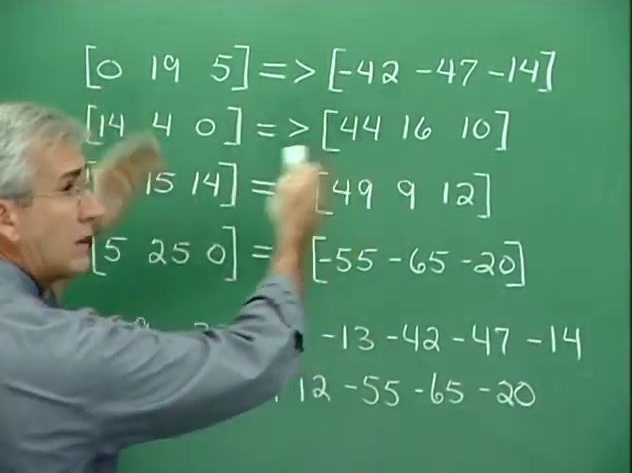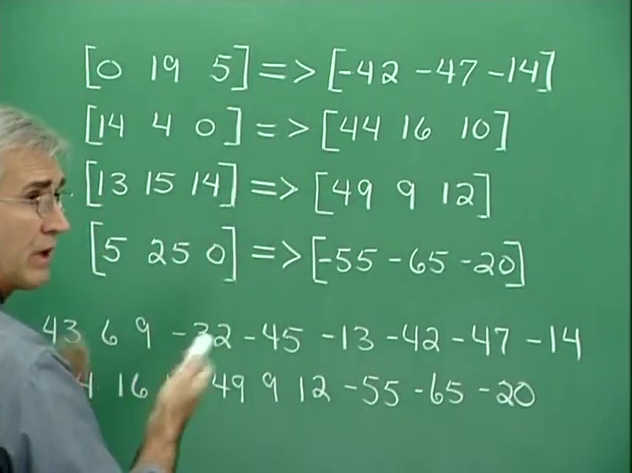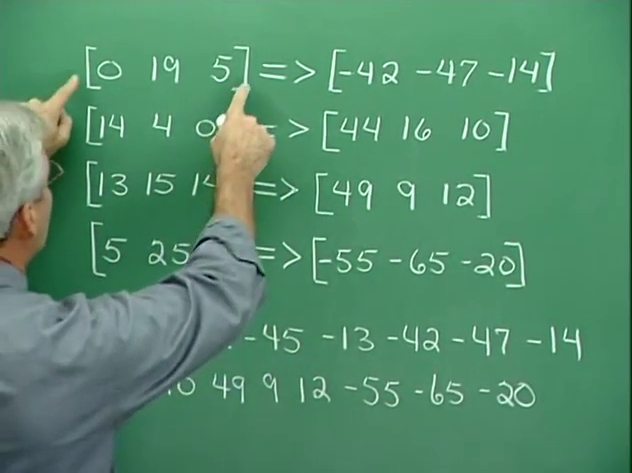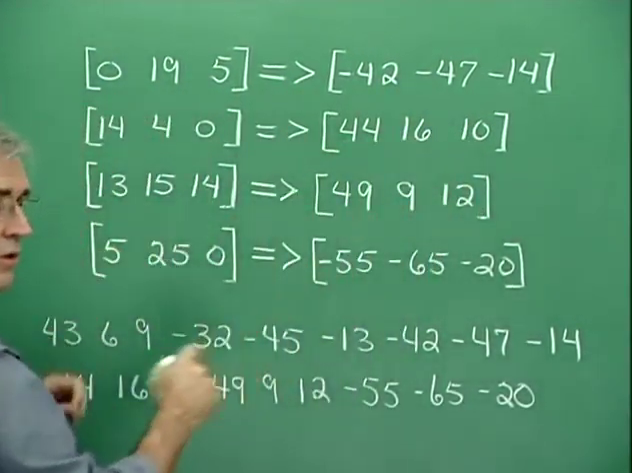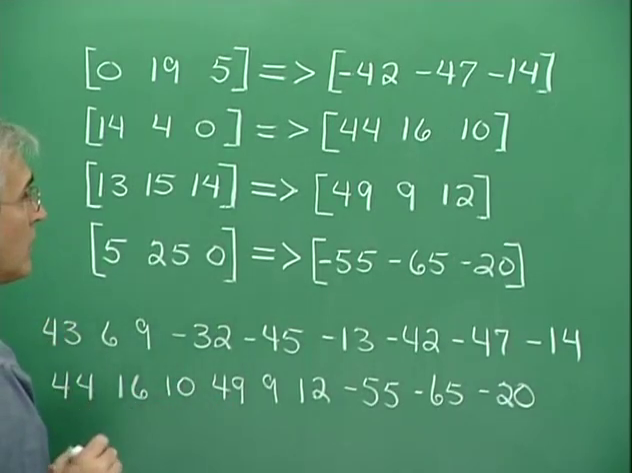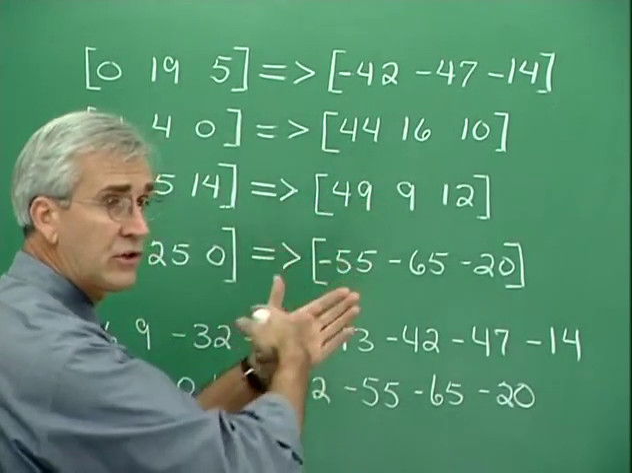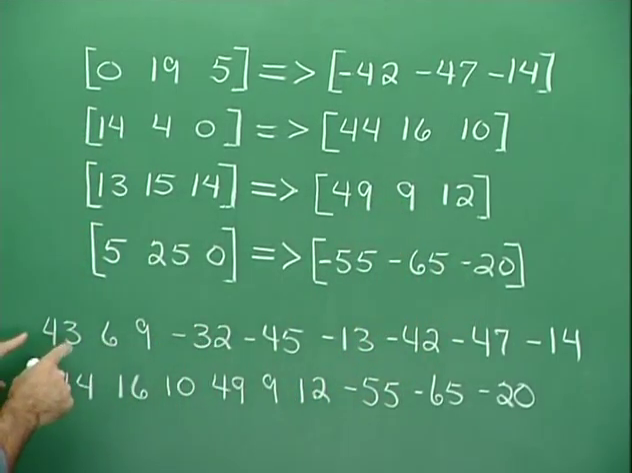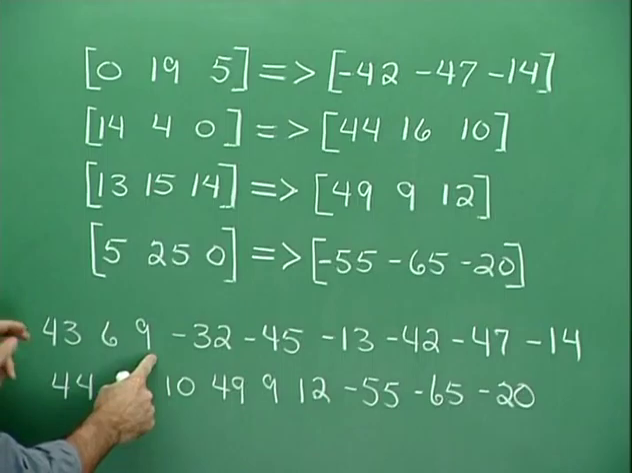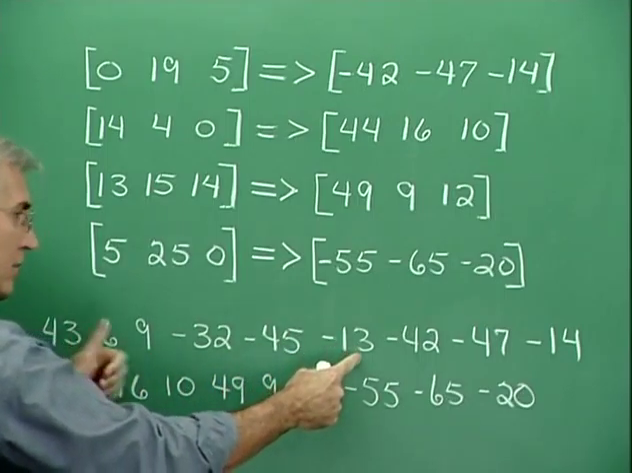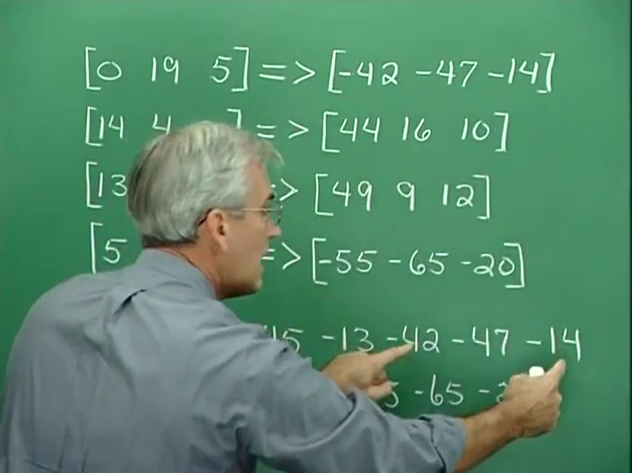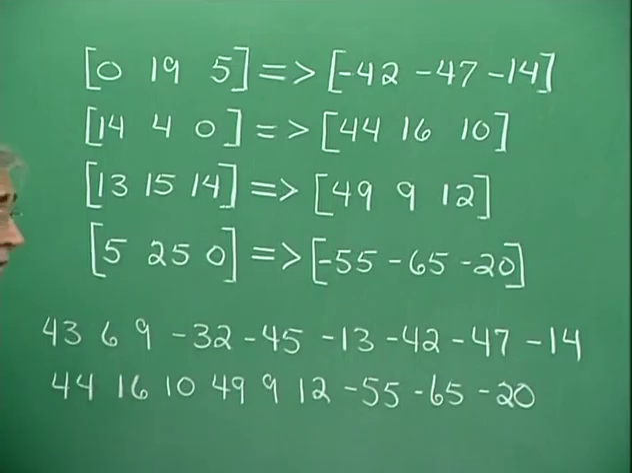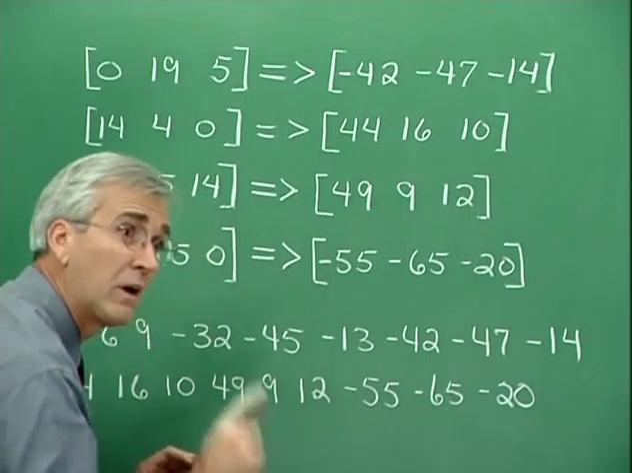Now here are the correspondences for the other groups of 3. We saw the first 2 groups of 3 before, but this group of 3 corresponds with these coded numbers, and this group of 3 with these coded numbers, and so on. And we see how to do that with the graphing calculator. Then we take all these coded numbers and just write them in a string. So we have the string of 43, 69 from before, then negative 32, negative 45, negative 13 from over here, then negative 42, negative 47, negative 14 from up here, and then the rest of them just follow along. So this is the message that is sent, all right? And we don't care if it's intercepted because it's in code.